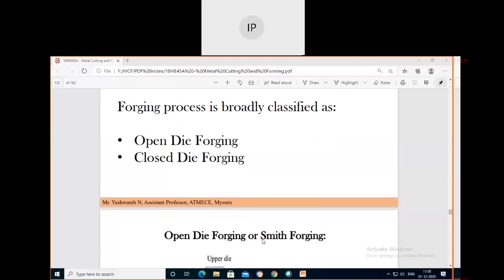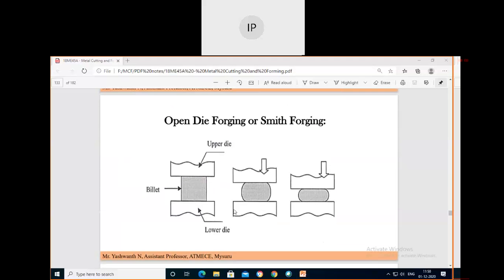Next, the first one is open die forging, also called smith forging. Open die forging is also called smith forging, or flat die forging, that is carried out between flat dies that do not enclose the workpiece. If you see, the open dies are here, two dies: one is the upper die and the other is the lower die, which is fixed. In between the upper die and lower die, we have to place the metal. So this billet is nothing but hot metal placed in between the two dies.